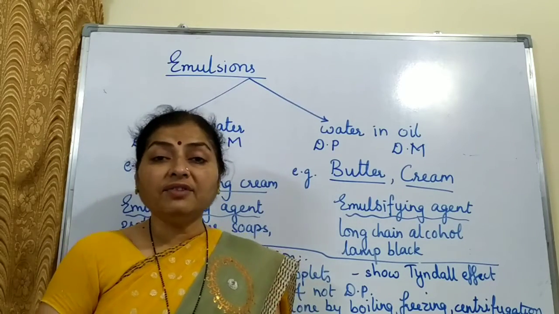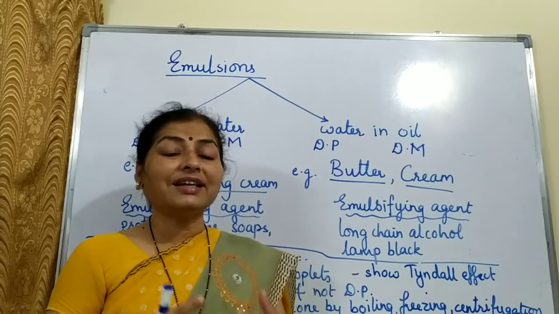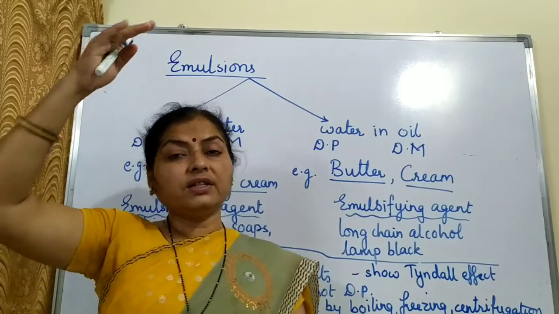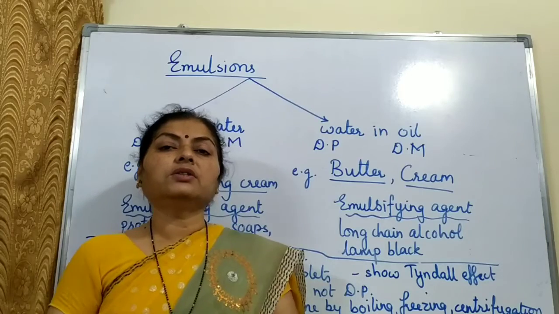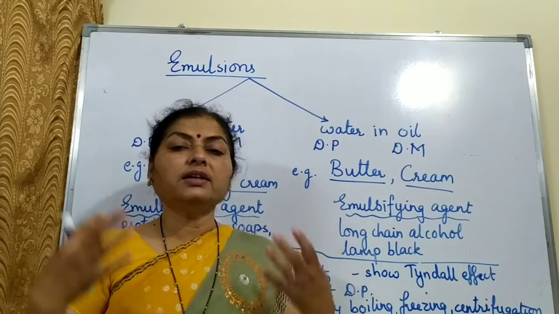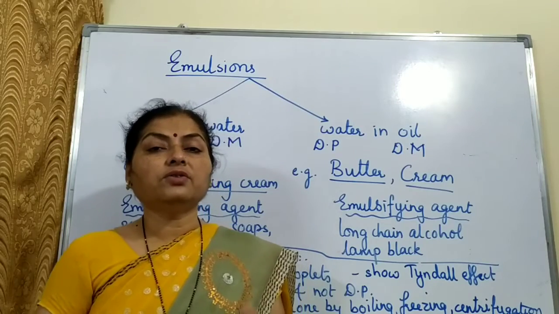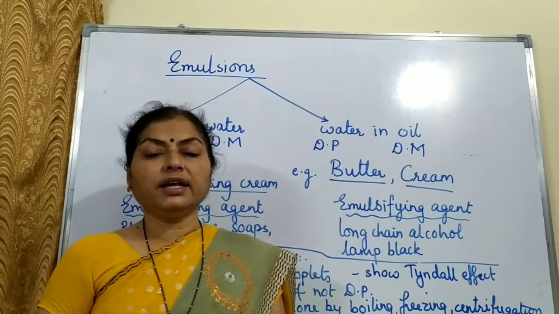Even artificial rain we can do by spraying charged sand over the clouds, by taking flying jets over the clouds and then spraying charged sand. It will cause the coagulation of the clouds and it will cause the rain to occur. So artificial rain is also one of the colloidal phenomena which is taking place.